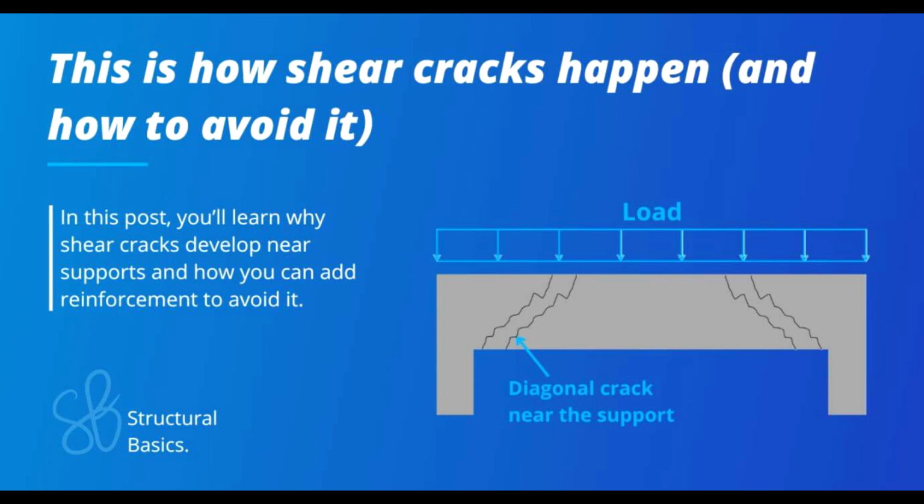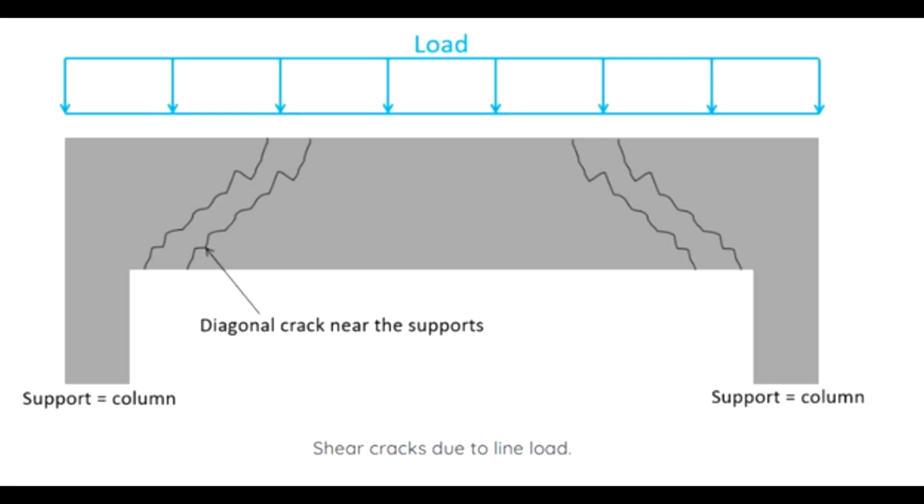The best way to start understanding shear better is by looking at shear failure of RC beams, or in other terms, where the beam cracks when the shear forces are too big. Shear cracks of beams exposed to a line load appear as diagonal cracks near the supports. Why at the supports? Because that's where the shear forces are the biggest. Let's dive into why this is.